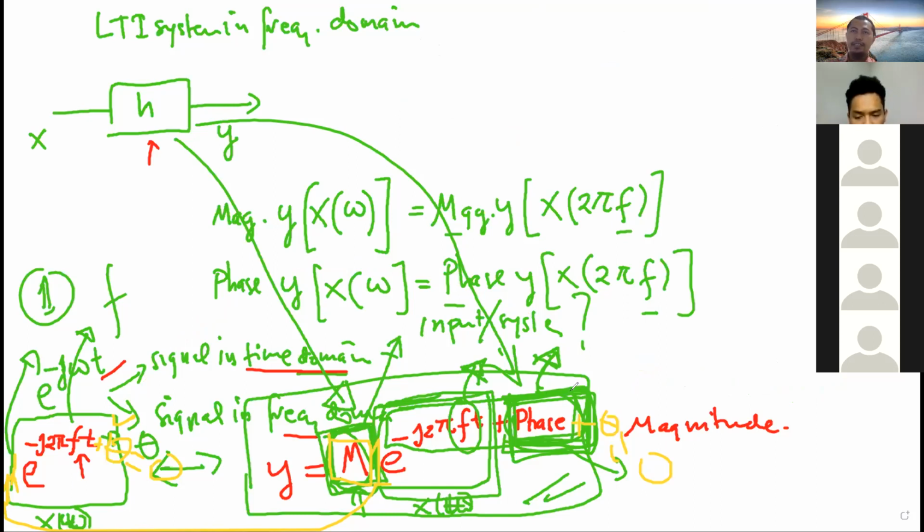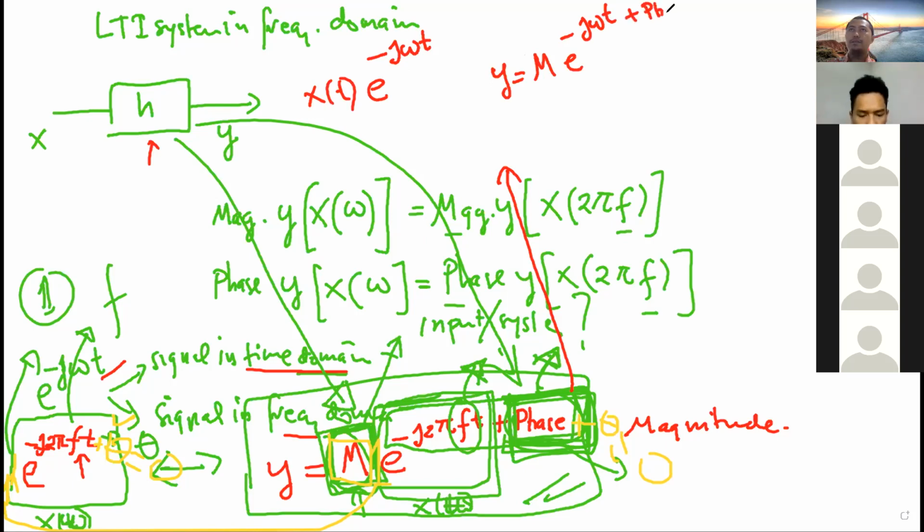As you can see from this example, given the input A e to the minus j omega t, this is the x(t), and the output becomes a magnitude A times e to the j omega t plus phase. Also, we can say M A powered by phase, A e to the minus j omega t. Is that correct?